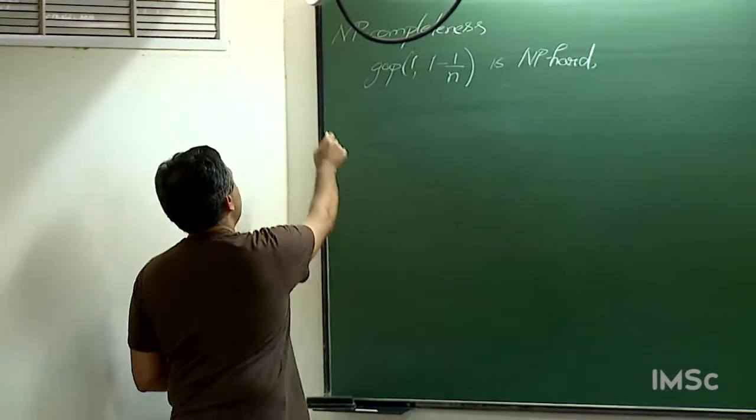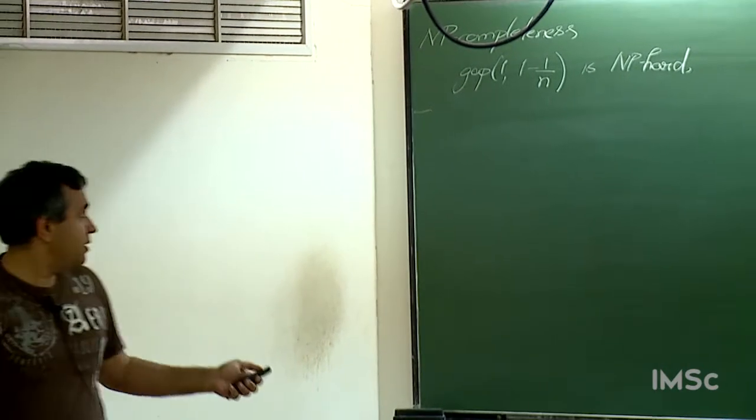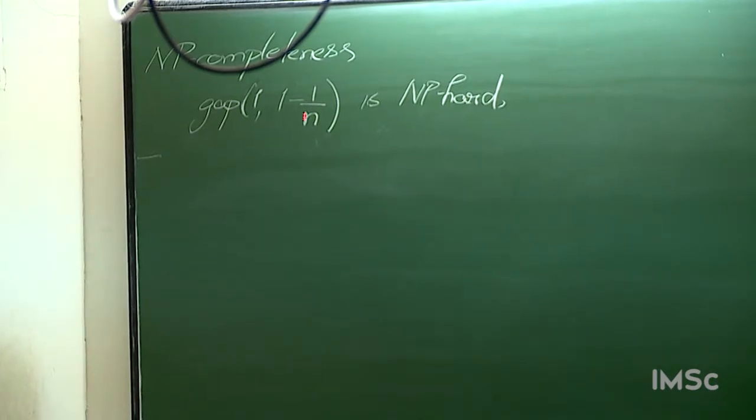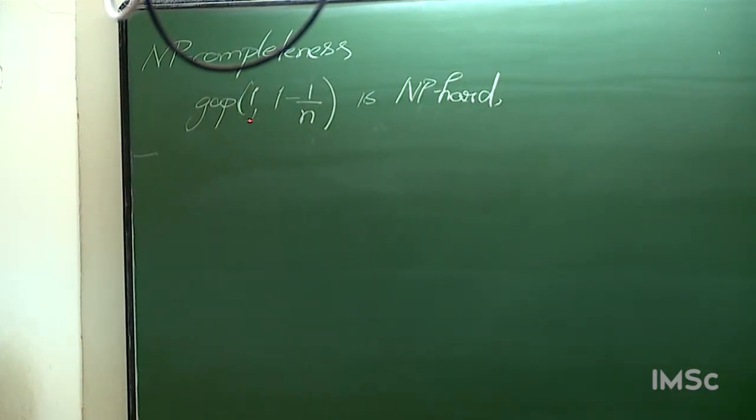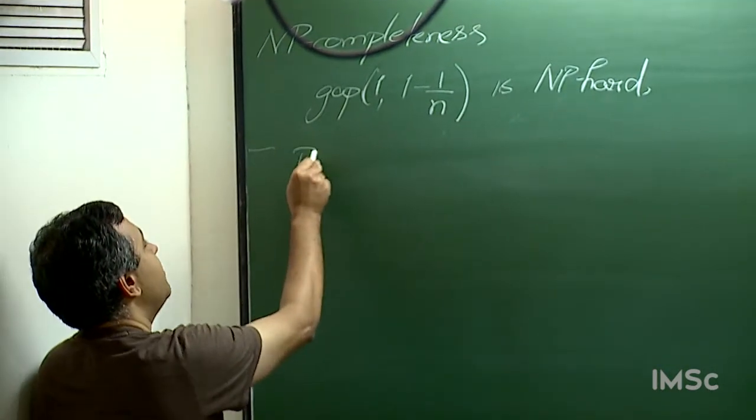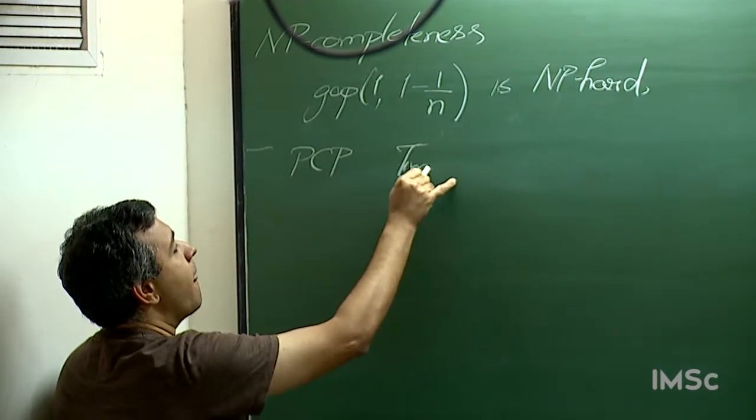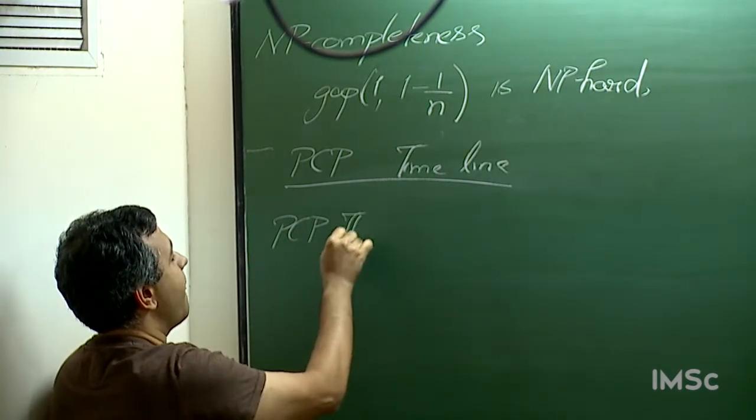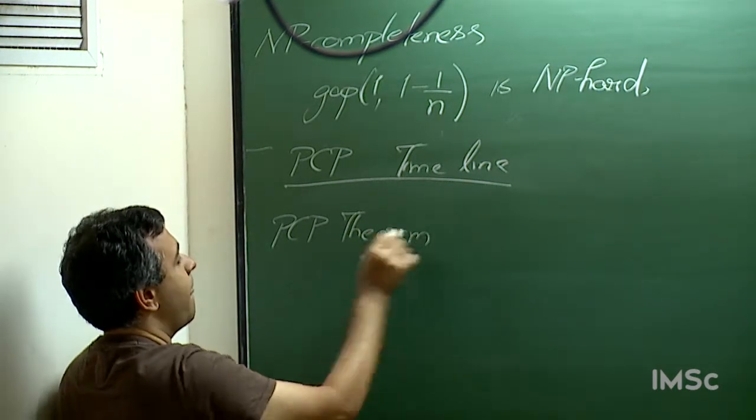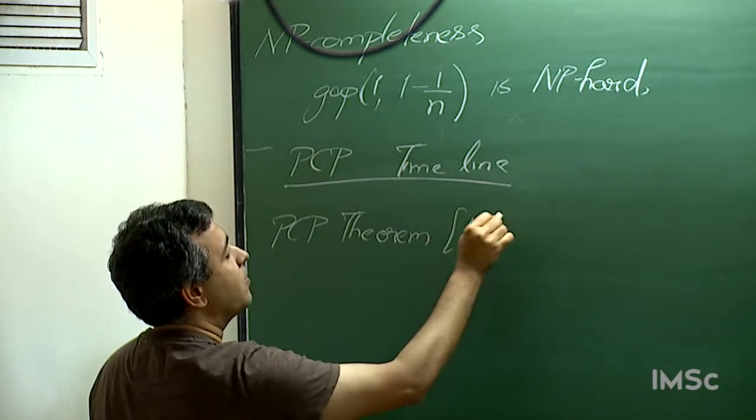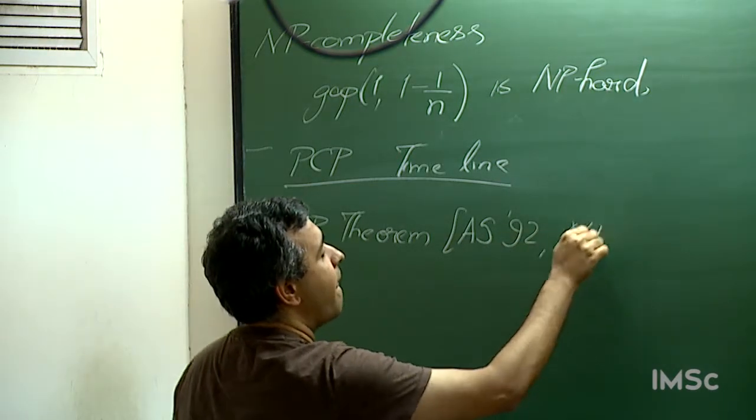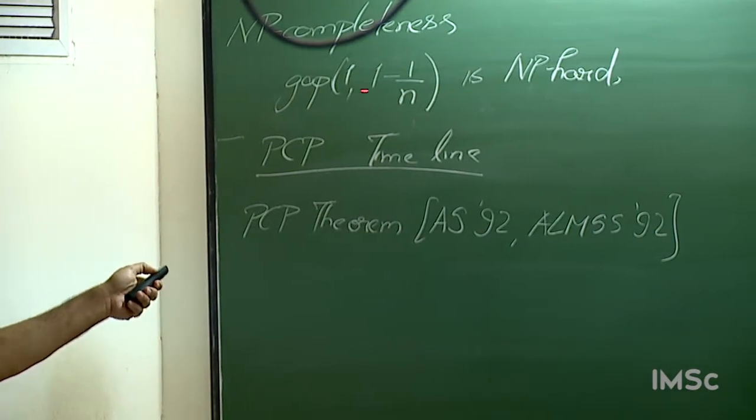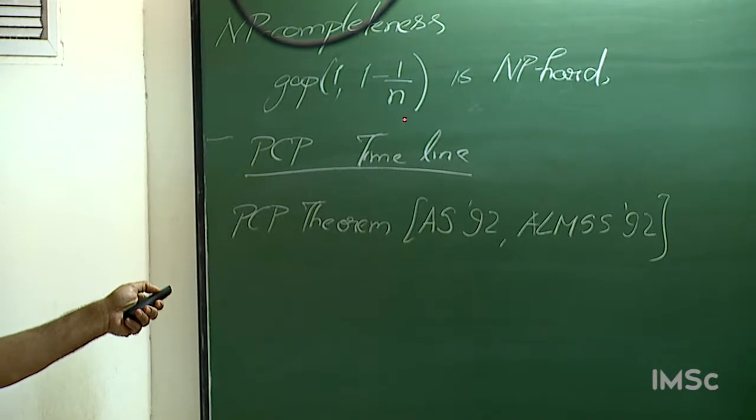I'm just stating the regular Cook-Levin theorem. Now let's state the main results in the world of PCPs in this language, what has happened since then. So I'm going to talk about the PCP timeline. The celebrated PCP theorem from the early 90s, Arora-Safra and ALMSS, states that this gap that you have between 1 and 1 minus 1 over n can be expanded.